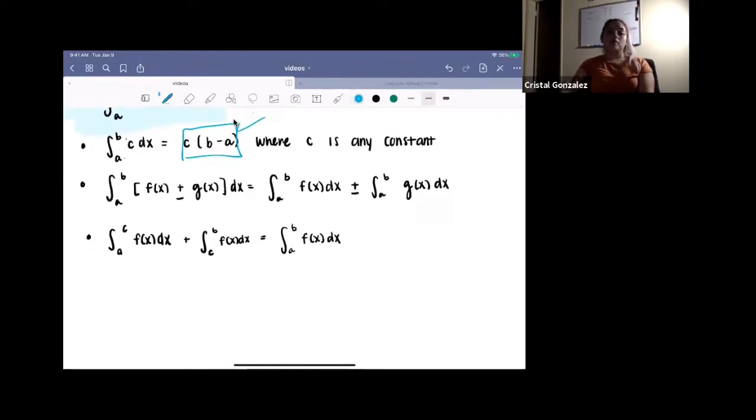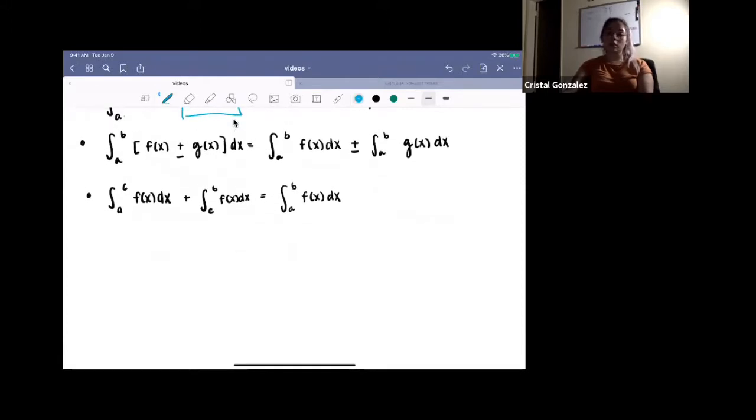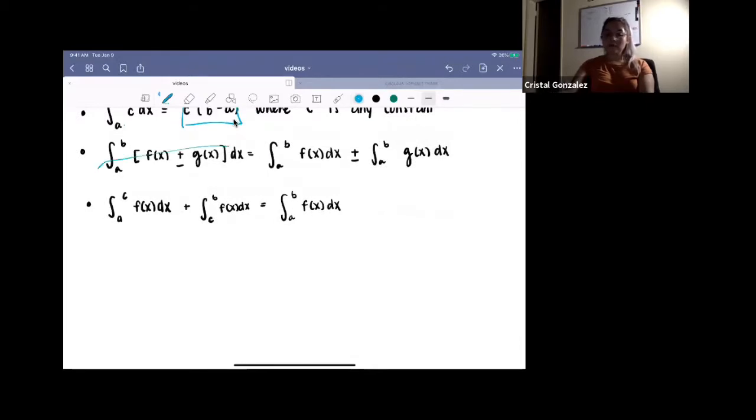Okay, so for this one here, this is saying that the sum of the integrals is the integral of the sum, and the difference of the integrals is the integral of the difference. I said that really weird. That just means you can break them apart.